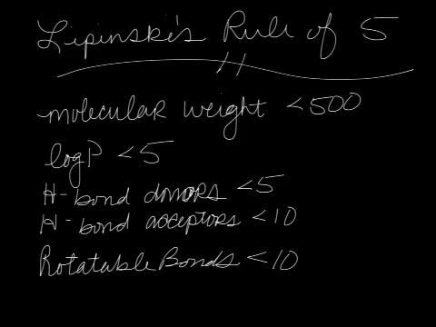You want those less than 5. Then H-bond acceptors, so things like oxygens that aren't alcohols, and nitrogens that just have a lone pair of electrons, are going to be our acceptors. We want less than 10 of those. And then rotatable bonds. These are bonds where, if you were to grab one part and rotate the other side of it, you would get a change in a chiral center, or the actual structure would look different.